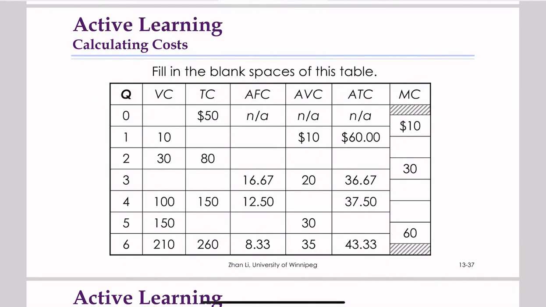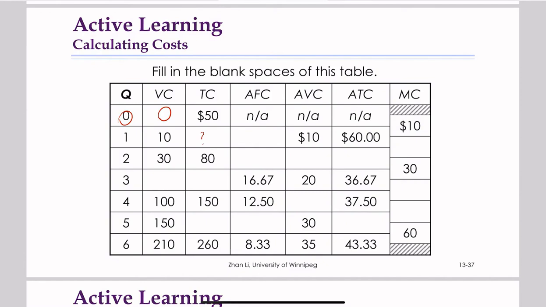So what is this? Well, I can see that here quantity is 0. So variable cost has to be 0. Right? So we could put 0 here. Now what about this one? You have to find out total cost. And by definition, total cost equals variable cost plus fixed cost. Here we have variable cost, which is 10.